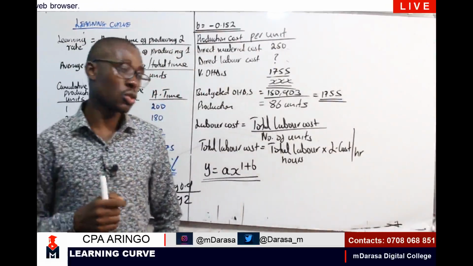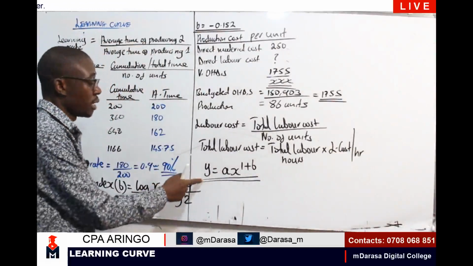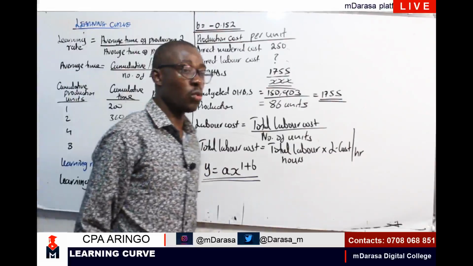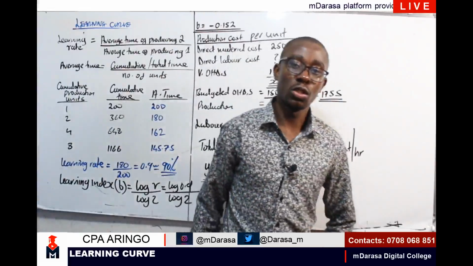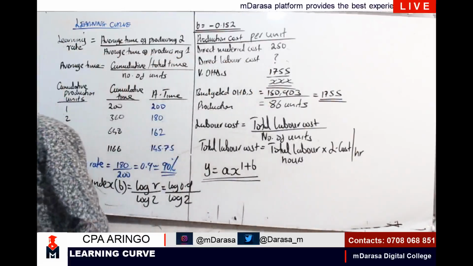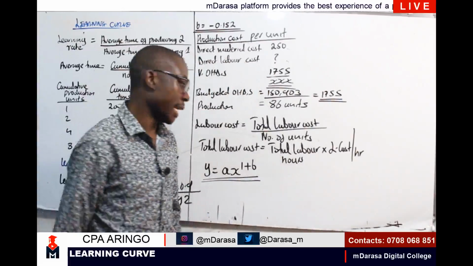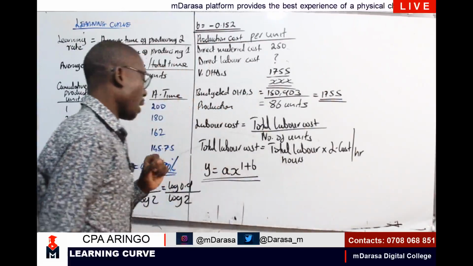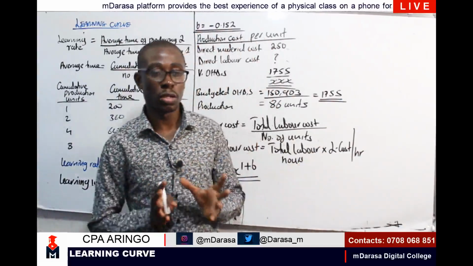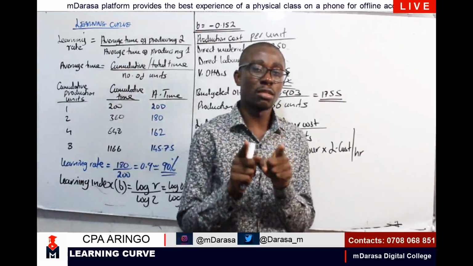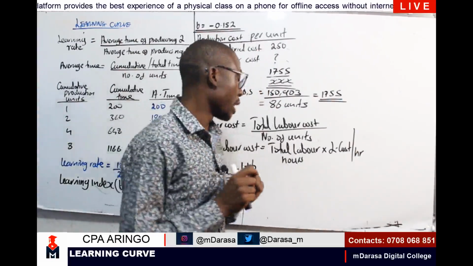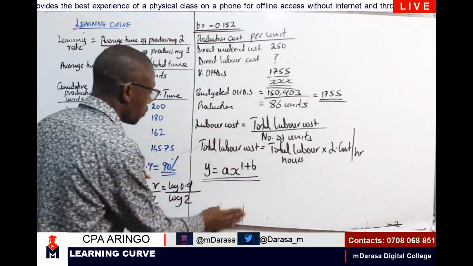For us to determine our total labor hours, I should be talking of y, which is equal to ax raised to power 1 plus b. The big question is, in our question, my good students, what was our b, what was our a, and what will be our x? Remember, the concept is about cumulative production, where we mentioned that x stands for our cumulative production.